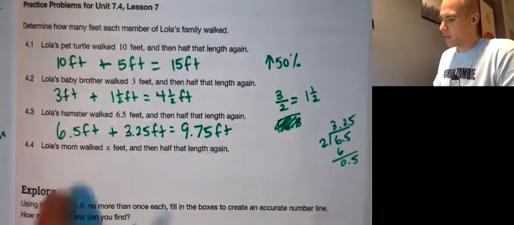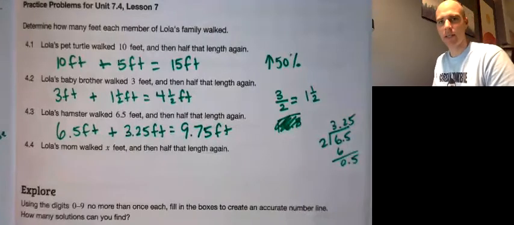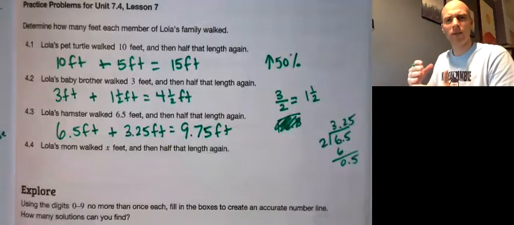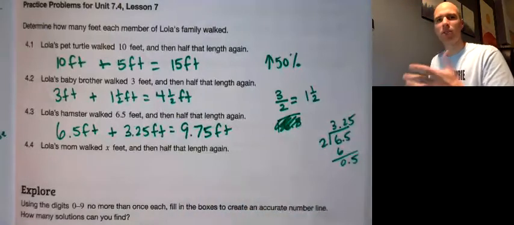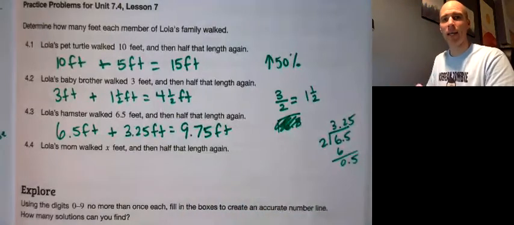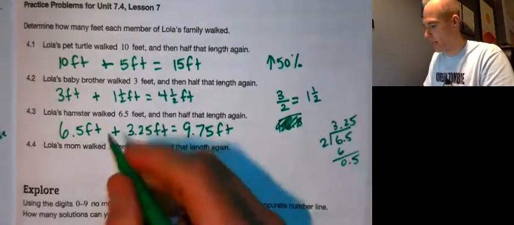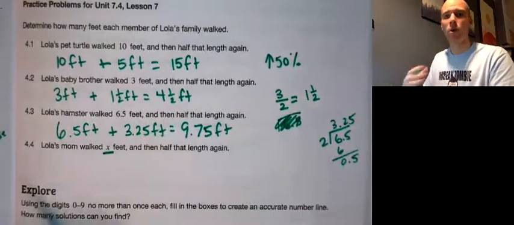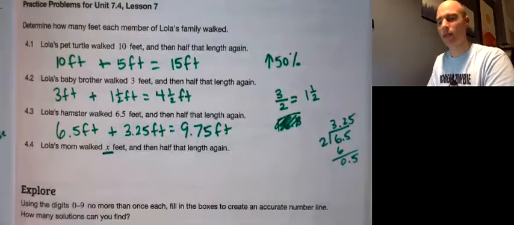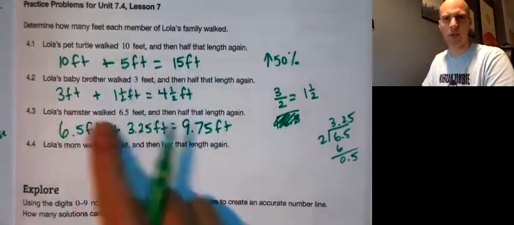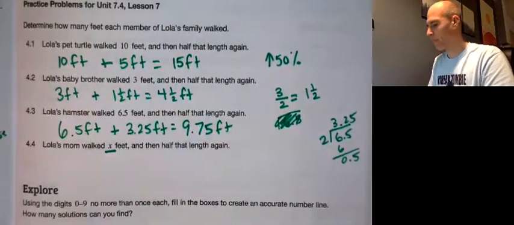Okay. The last one says Lola's mom walked X feet. So this is when in math they say something happened X times or there's X amount. That's just a way of telling you that it's unknown, and they want you to write an expression using the variable X for this unknown quantity that will work no matter what the unknown quantity is. In math, we call this generalization. We want to write a general expression that works for all these same things.